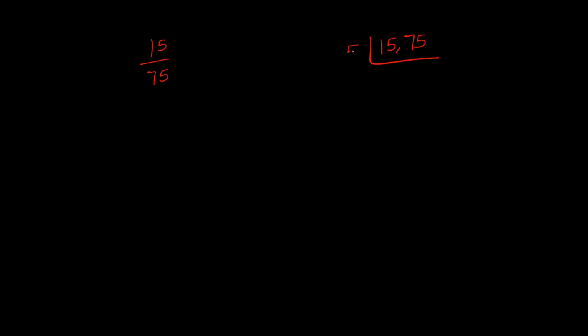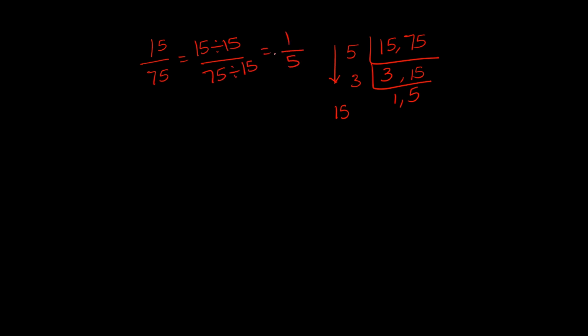Here both the numbers are ending with 5, so I'm using the fifth table here, 3 times, and then we have 15. Again, we can use the third table, 1 and 5. So the HCF would be the product of these two numbers, that is 15. Now when we divide both numerator and denominator with 15, we can write the simplest form to be 1 upon 5.